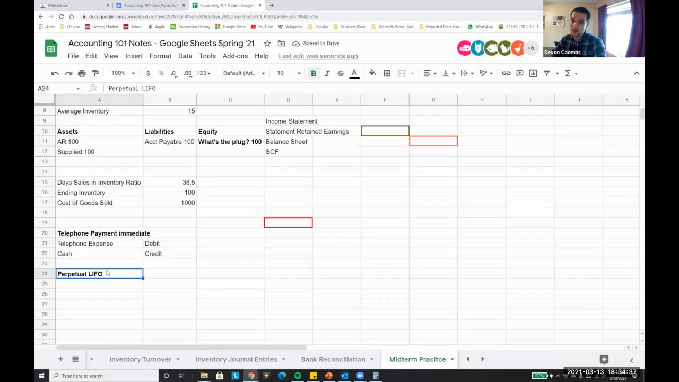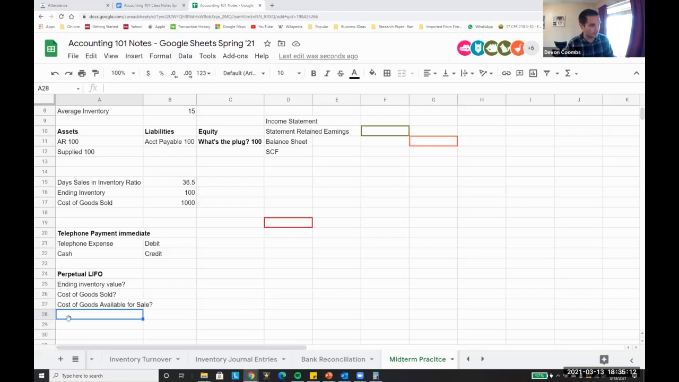I could ask you, what is your ending inventory value? What is your cost of sales? I could ask you to stop in the middle of a transaction and determine one of these pieces, or your cost of goods available for sale. All of that, right? These are all familiar, right? We've all gone through this. This is what we've been doing. So I'm not trying to surprise you with any of these questions. I hope you see that.